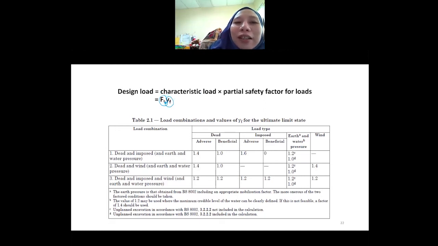Characteristic load ni perhaps it can be GK ataupun QK ataupun WK. Ingat lagi, GK dead load, QK imposed load, WK is wind load. Itu adalah FK, contoh FK. And then you have the partial safety factor. So which one you going to use? Kat sini we have like 1, 2, 3 combination load.